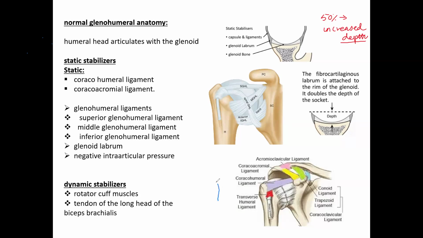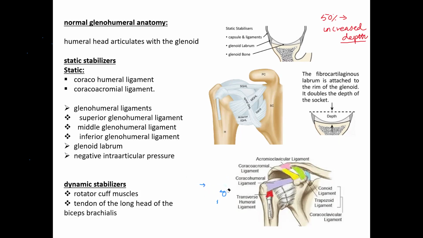If this is the shoulder joint from the side view, then the rotator cuff is covering the joint. Anteriorly we have subscapularis, then superiorly supraspinatus. On the posterior side, we have infraspinatus and teres minor. When they contract, they push the shoulder joint and maintain it inside the glenoid. So this rotator cuff gives dynamic stabilization. They give stability whenever the shoulder is moving.